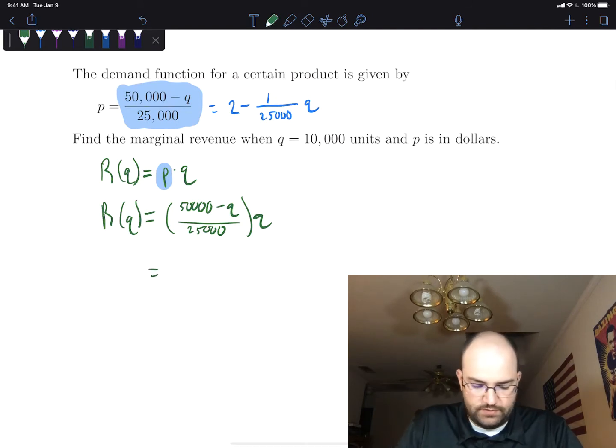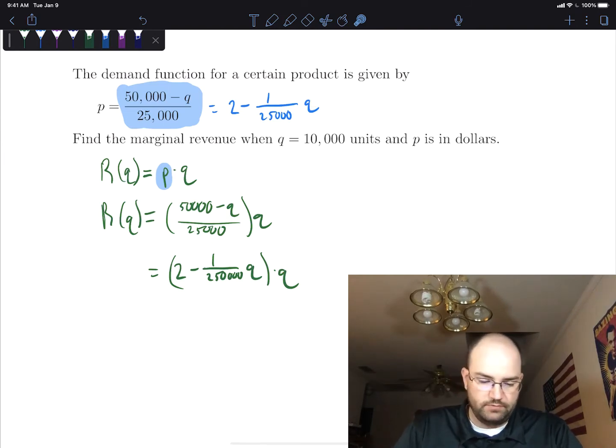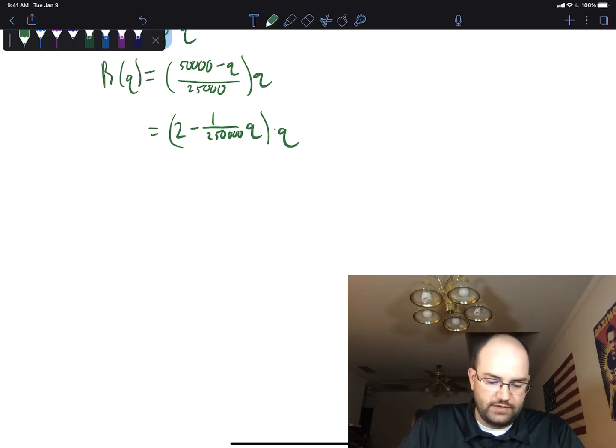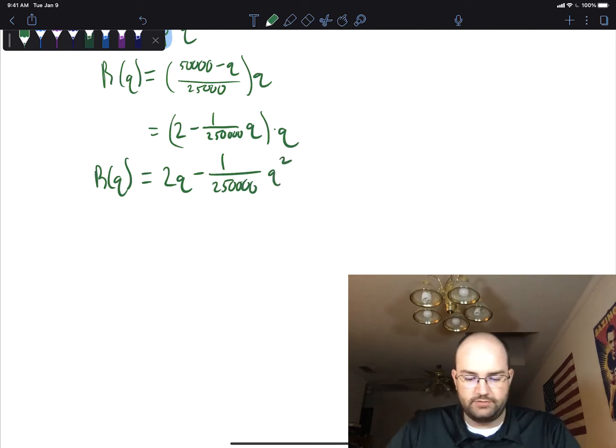So this would be (2 minus 1 over 25,000 Q) times Q. How did I get that? I just did the division. 50,000 divided by 25,000 is 2, then minus 1 over 25,000, and the Q in the numerator can just go out front. Now this Q needs to distribute, and that gives me the revenue as a function of the quantity supplied: R of Q equals 2Q minus 1 over 25,000 Q squared. Good.